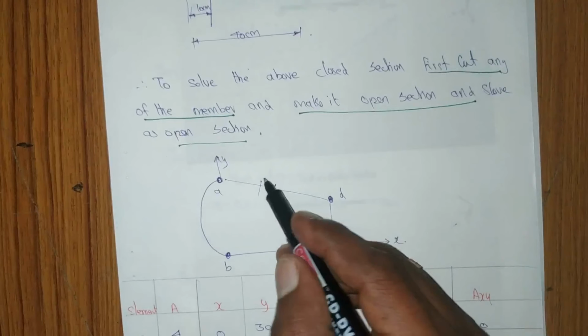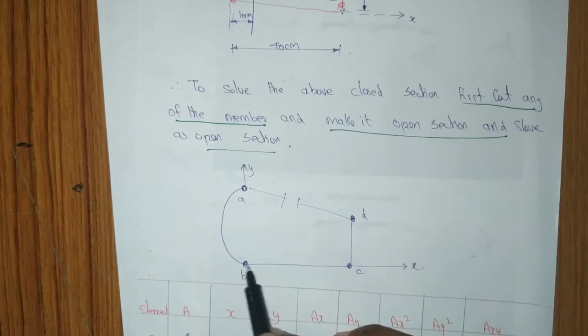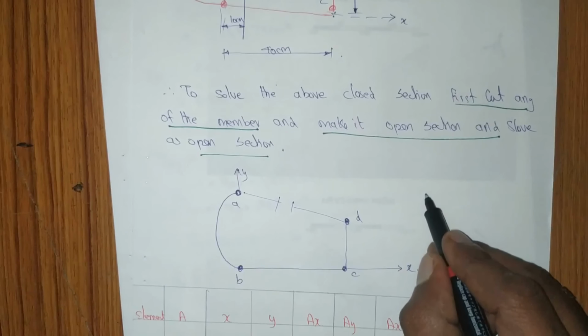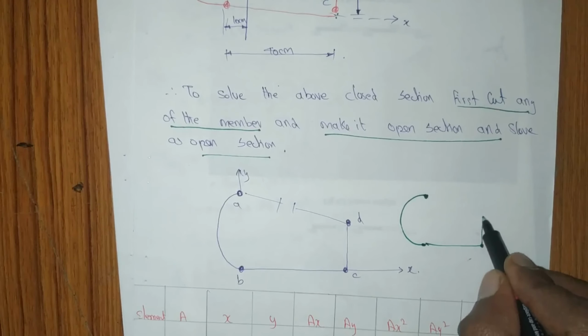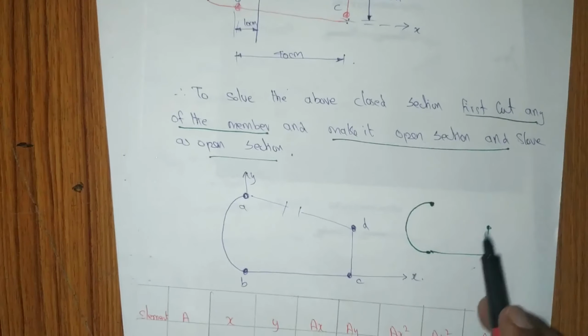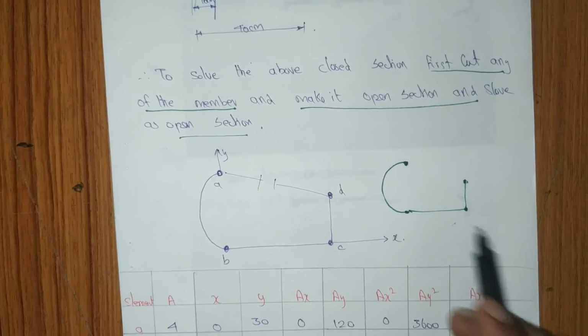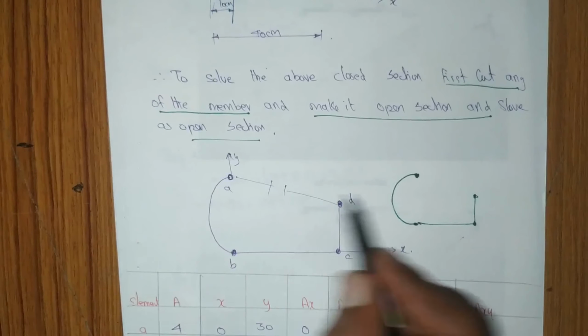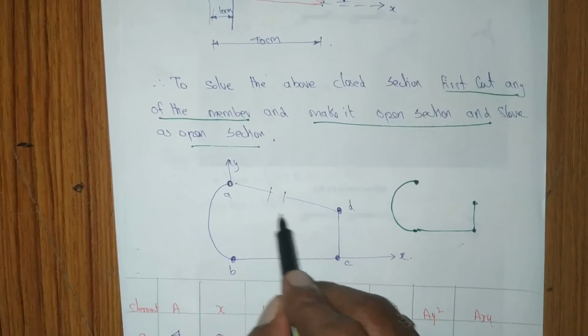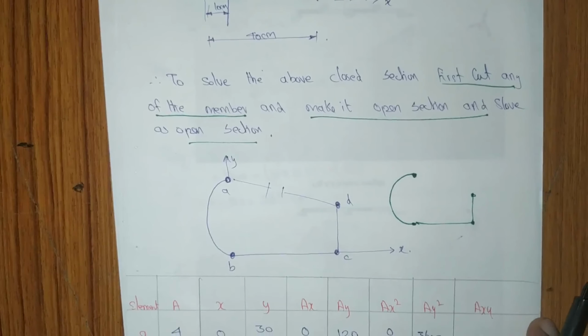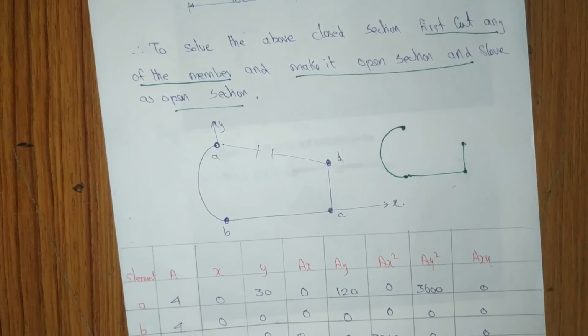So here I am cutting here and making A to B, B to C, C to D my open section. I am solving it as an open section. For an open section it is very easy to solve. So we need to open any element and solve it. If you open this element, this moment value you have to find by minus M by 2A. That we will understand when we solve the problem.